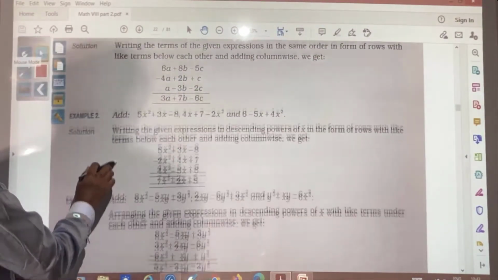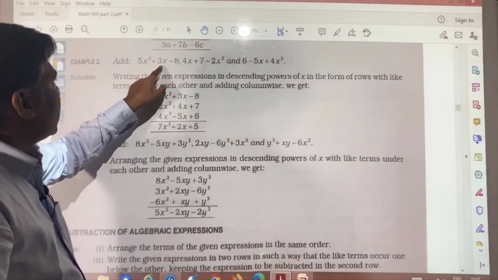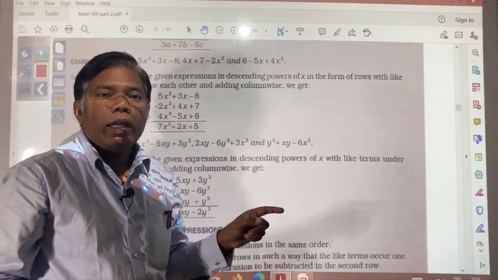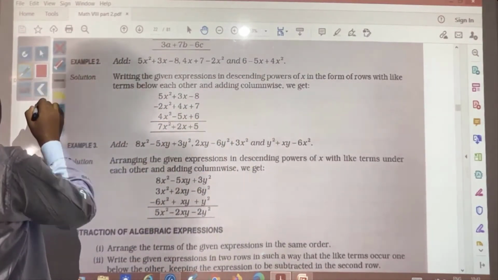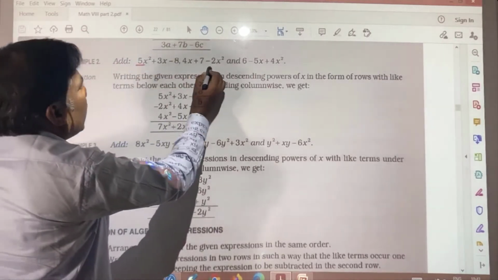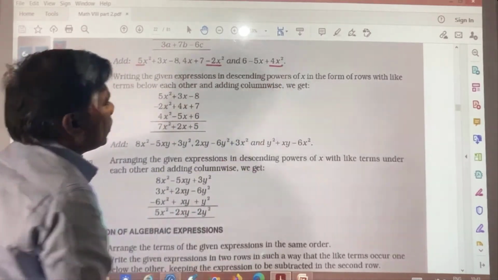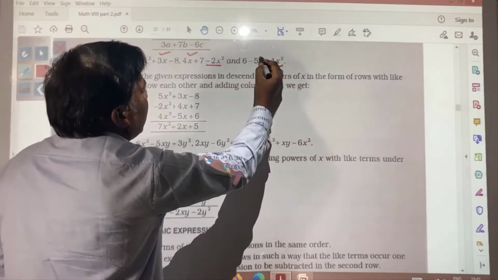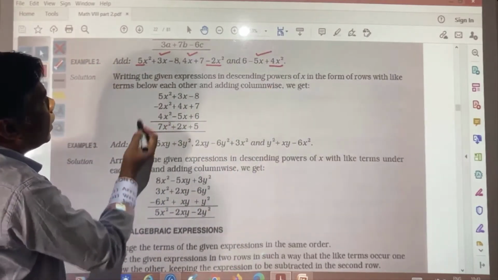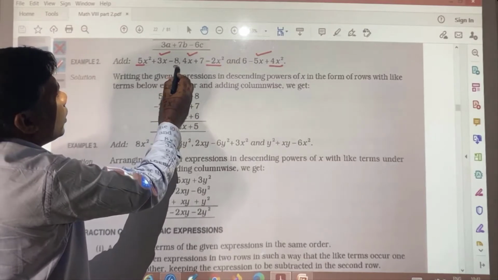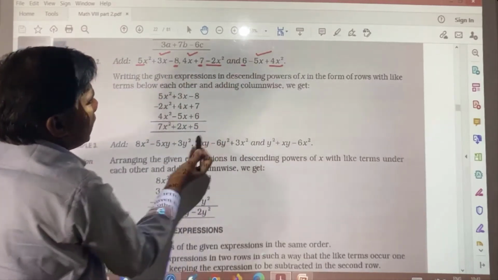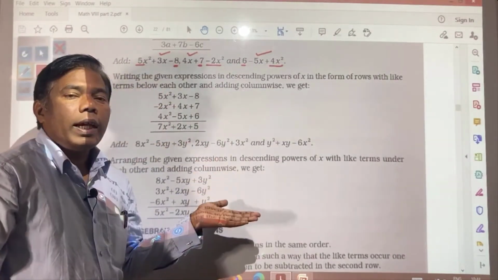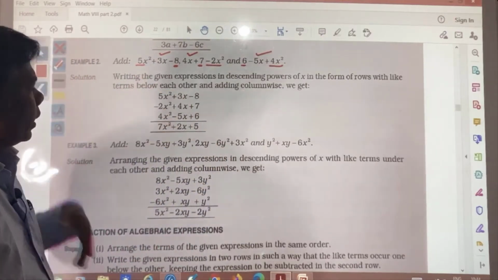Next example you see 5x square plus 3x minus 8, 4x plus 7 minus 2x square, 6 minus 5x plus 4x square. Here also like terms we need to see. 5x square, minus 2x square and 4x square has been written together. 3x, 4x and minus 5x has been written together. And constant terms 8, 7 and 6 has been written together. And then it has been added. Generally when we add integers, in that way this has been added.